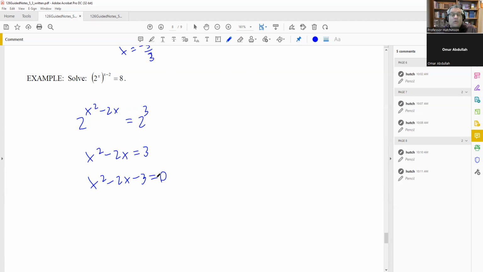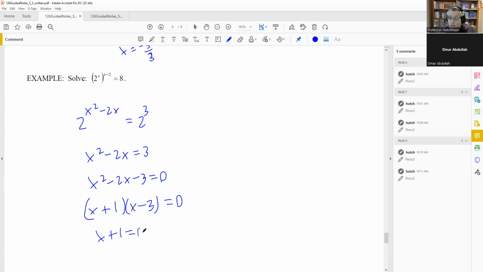Now that I have it set equal to 0, we can use whatever method you want to solve for it. Factoring is going to be the easiest. It'll be faster than the quadratic formula, so it's probably a better choice on this example. For 3, there's only 1 and 3 as factors. You're looking for two numbers that add up to -2. So you want a -3 and a positive 1, because that way -3 plus 1 will give you -2. Now you're just going to set both of these equal to 0.